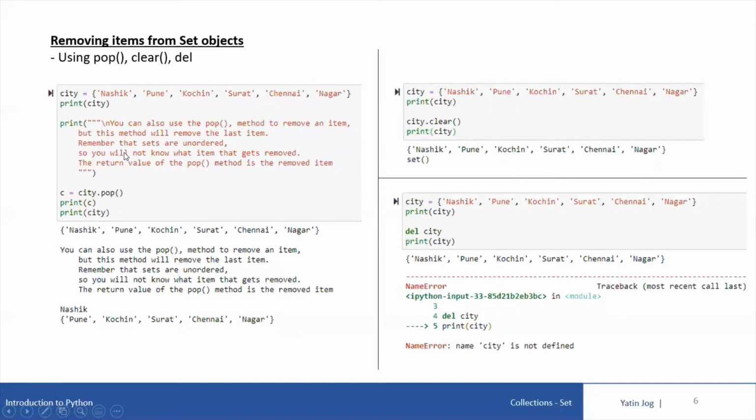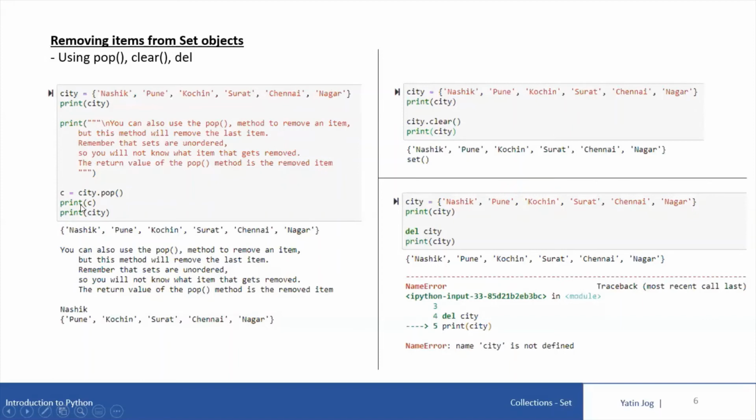So you cannot be sure that this code, if I say city.pop, will every time pop Nagar as the last element. On some machines it will give Nagar, on some machines it may give Chennai. Whatever is the last element interpreter has stored while storing this set, that last element will be popped. Okay, so that you have to remember always.